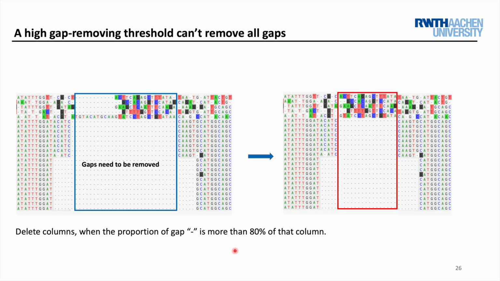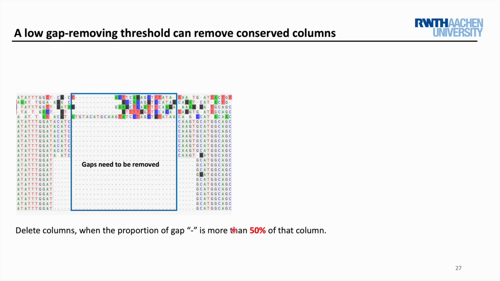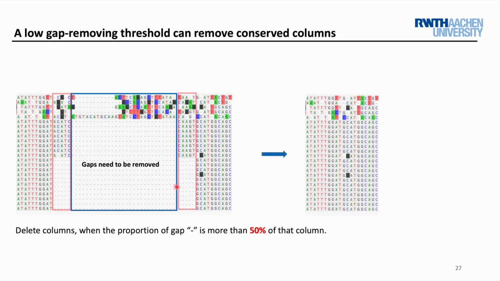Someone will say, okay, probably you can decrease this threshold number. Let's say decrease this to 50%. If the gap occupies more than 50% of a column, it will be deleted. From here to here. You see the problem: those regions you want to keep are deleted. So it's not easy to set a fixed threshold number to do this task in an automated process.